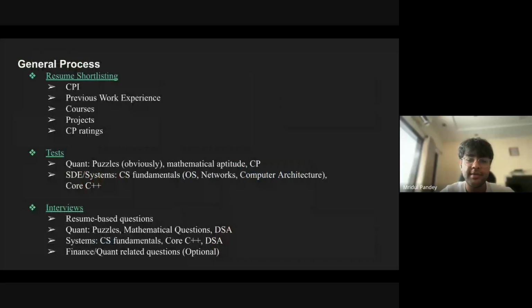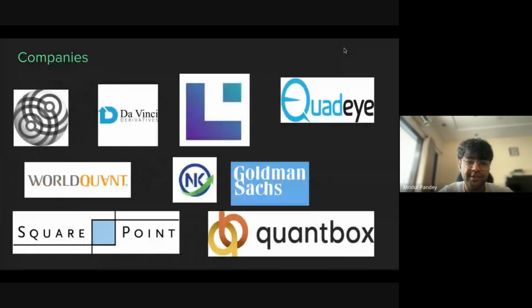Basically, two types of companies majorly come. One is HFT and some MFTs as well. HFT is high frequency trading and MFT is medium frequency trading. Most of the Indian quant companies are more towards algorithmic trading, while companies like DaVinci are more of click trading.